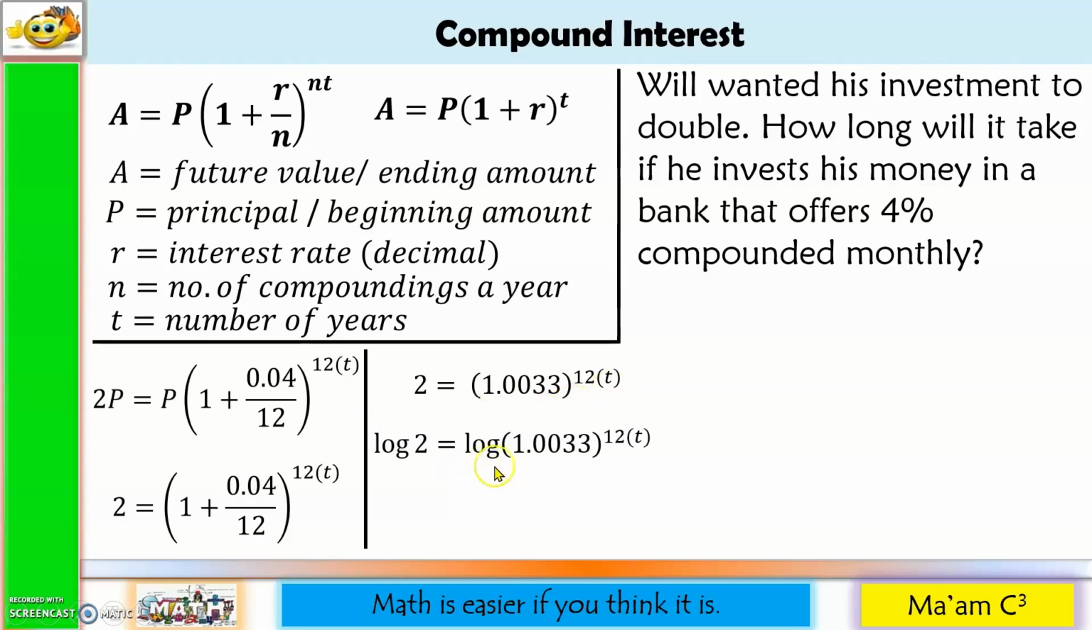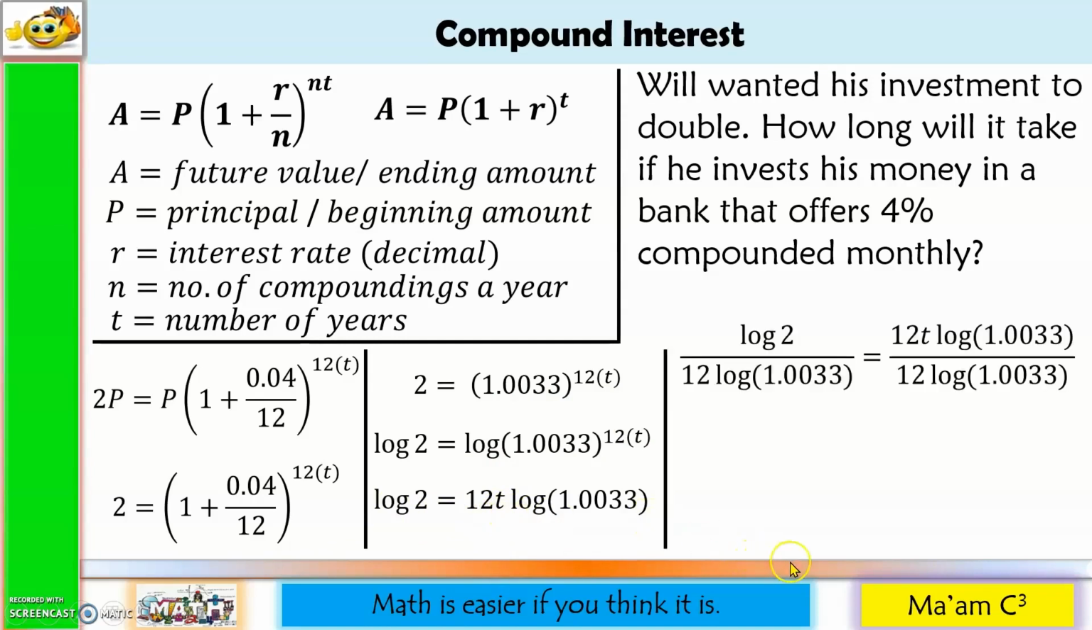I can apply now the power rule. I can bring down 12T here in front. Since I only want the value of T, I'm going to divide both sides by 12 and log of 1.0033. So 12 and 12 will be cancelled out, as well as log of 1.0033. So T is equal to the logarithm of 2 divided by 12 times the logarithm of 1.0033.